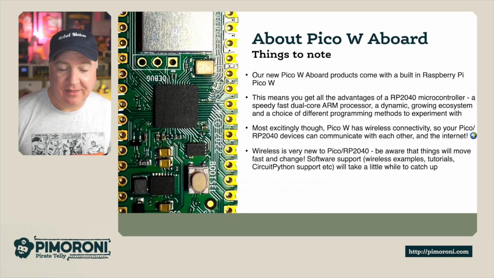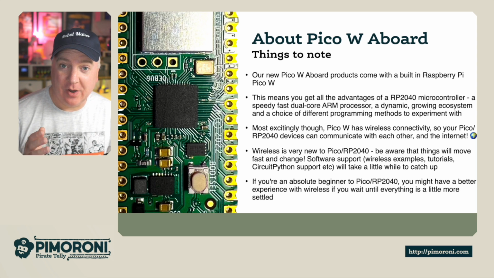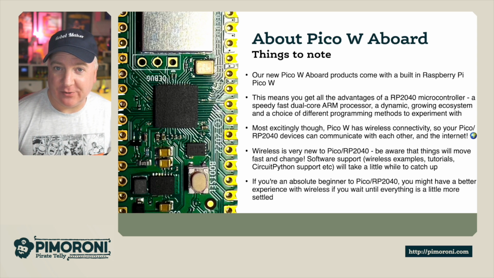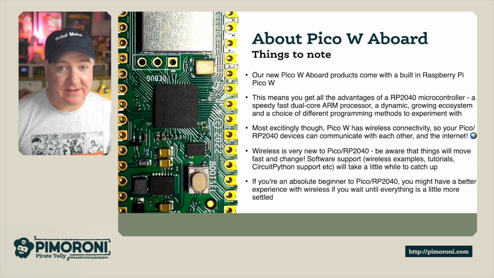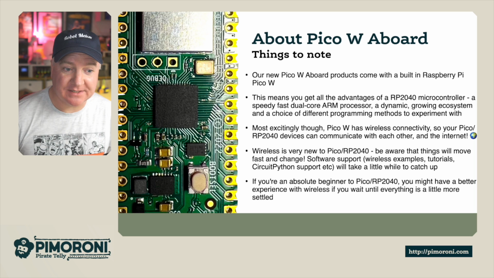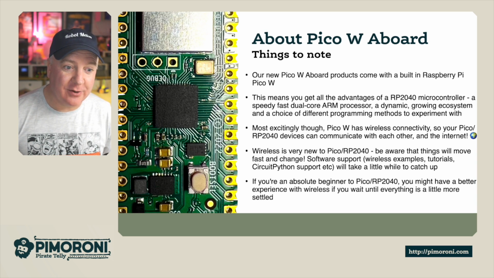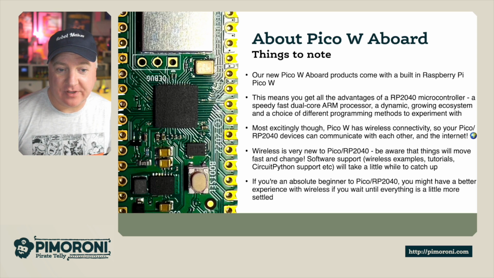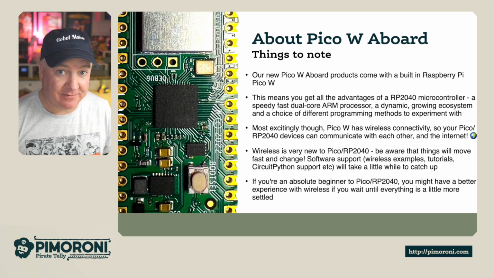So the Pico board, things to note about this. We have a range of products which use the Raspberry Pi Pico board, and that means it comes built in, so you don't have to buy an additional one. It's soldered straight onto the board. This means you get all the advantages of the RP2040 processor, which is a speedy, fast dual core ARM processor, a dynamic growing ecosystem, and a choice of programming languages to use and experiment with. And most excitingly, the Pico W comes with wireless connectivity, meaning you can communicate with other devices and also get data from the internet.